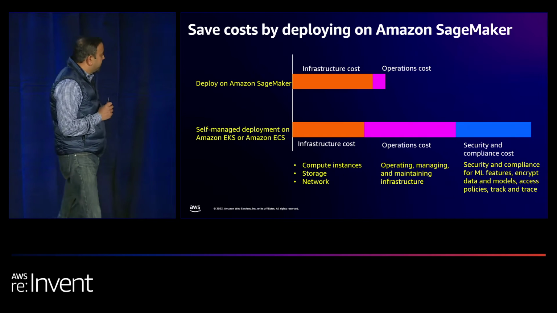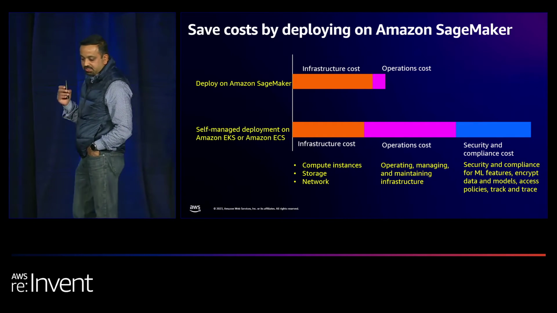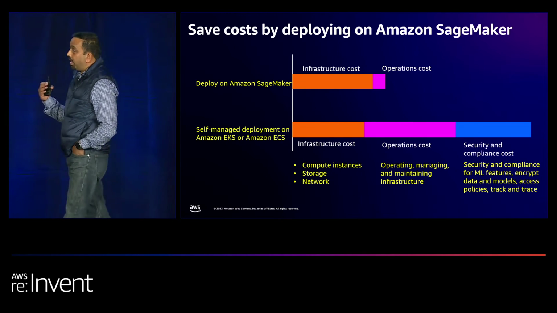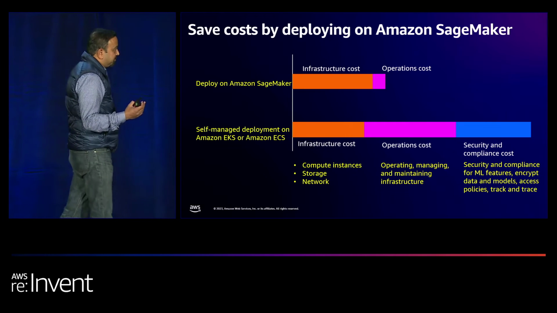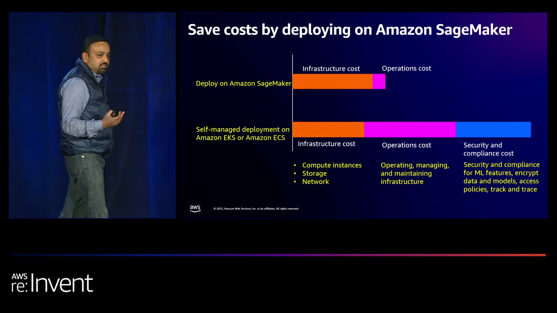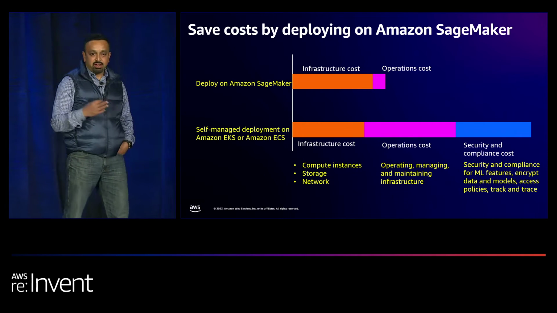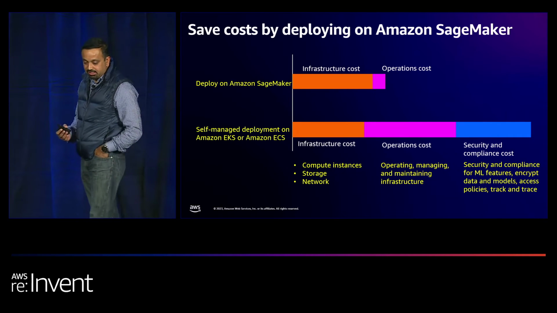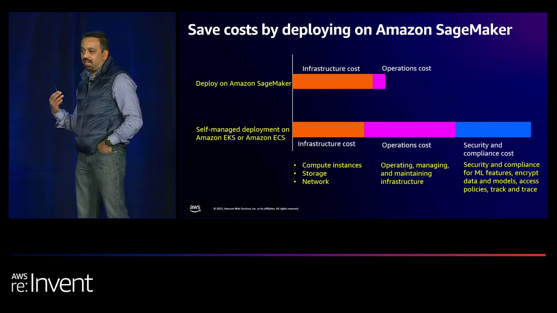So with SageMaker, you can see that there's a little bit of infrastructure cost, which includes compute instances, storage, network. And if you have your own platform that you're managing, you have infrastructure cost, you have operations cost. This is where you need people for upkeep of your infrastructure, patch management. If an instance goes bad, how do you replace it? You need people to build new features and the upkeep of the system.